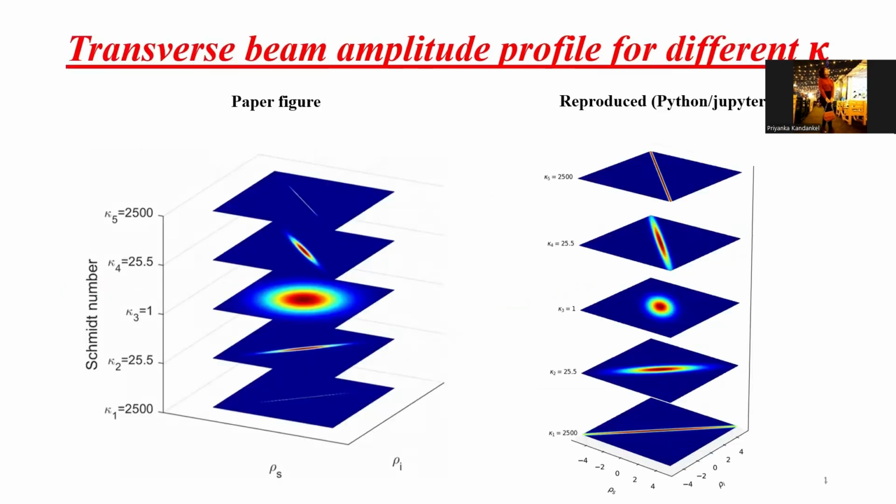So now we numerically generate and visualize the biphoton intensity distribution as a stacked contour plot with different Schmidt numbers within the Python code. So let me show you my Python code.